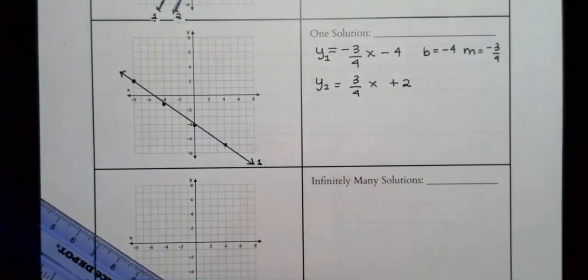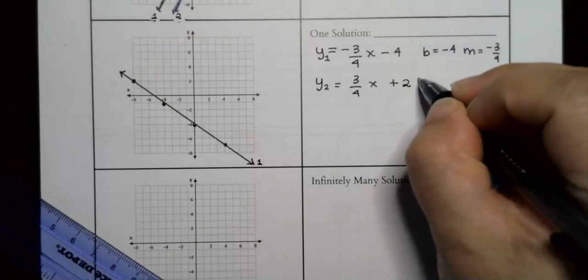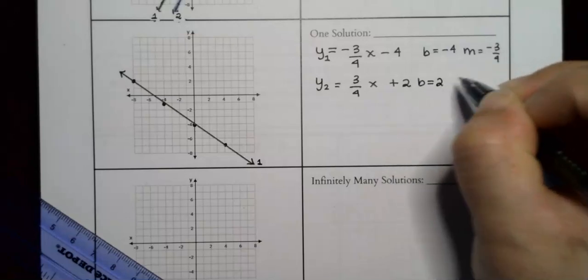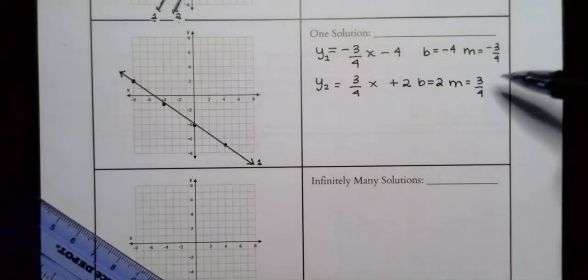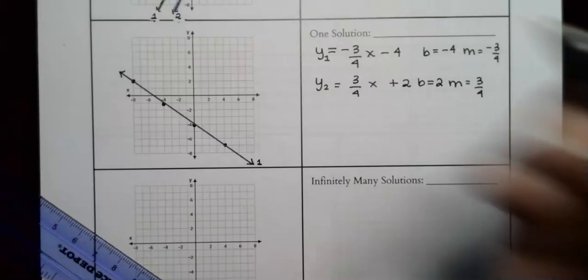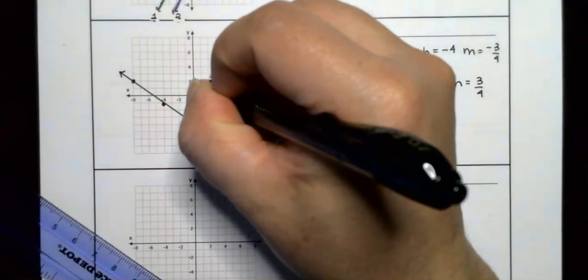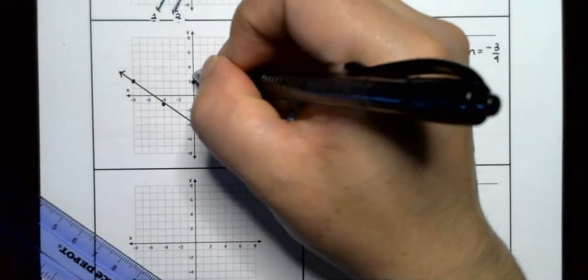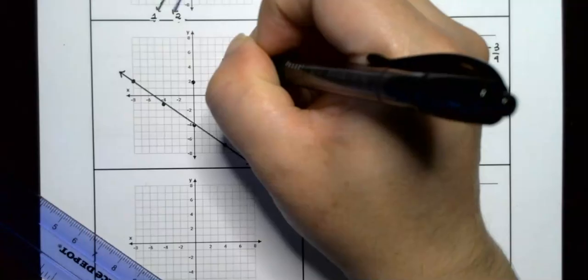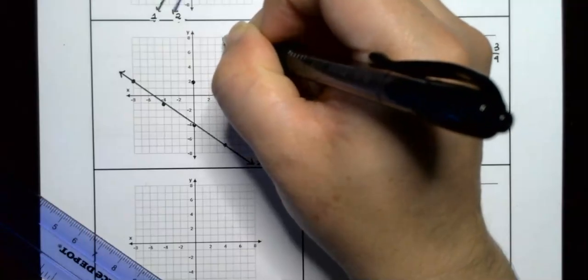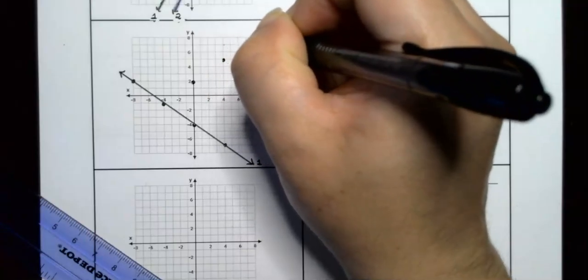And then we're going to do the same thing with y2. We know our y-intercept is 2. Our slope is 3 over 4, so that tells us to go up 3 and then over to the right 4. So let's find positive 2, which is here on the y. 1, 2, 3, 1, 2, 3, 4.